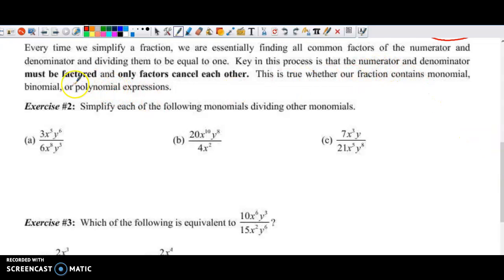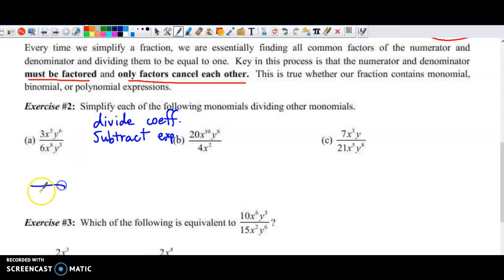What's important, though, is we can only factor and cancel out the factors, not individual numbers. So as we look at the next one, you may remember some of these rules, but they're just monomials, where we divide the coefficients and we subtract exponents. And I hope you remember this. I believe we did this in Unit 4.